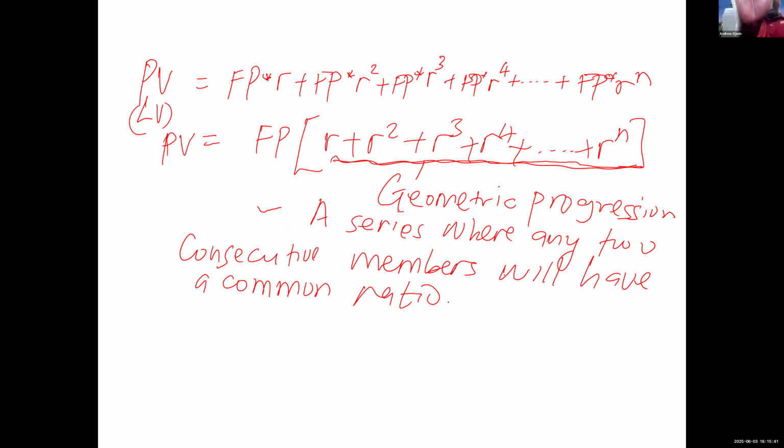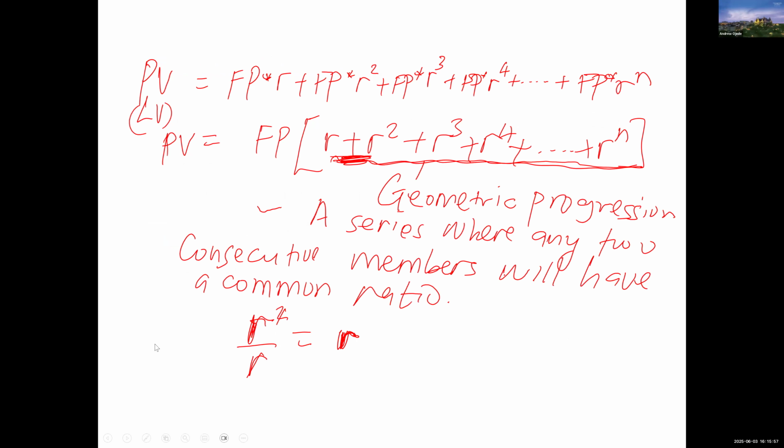What do we mean by that? If I take the first two consecutive members and get the ratio between them, the ratio means I'm dividing r squared by r. That's going to equal r, because the r is going to cancel the square.